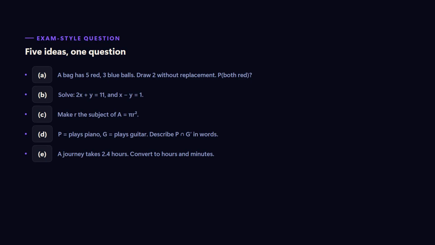Part D. In a class, set P is students who play piano and set G is students who play guitar. Describe in words what the region P intersection G dashed represents. Part E. A journey takes 2.4 hours. Convert this to hours and minutes.